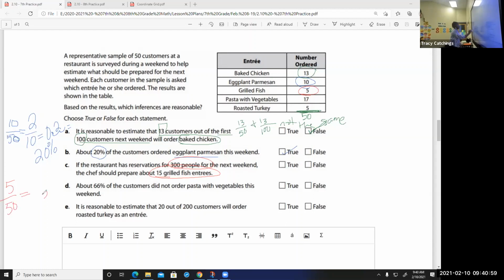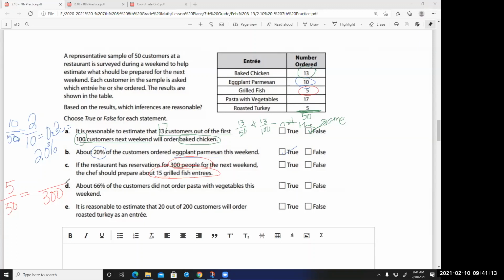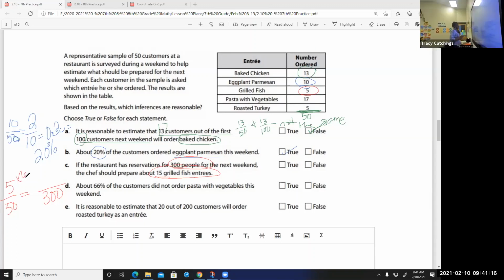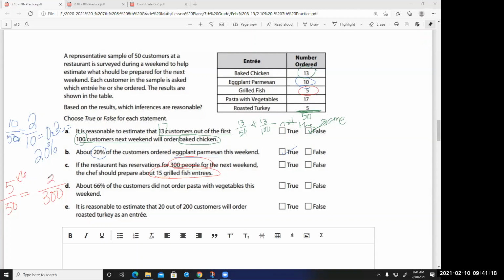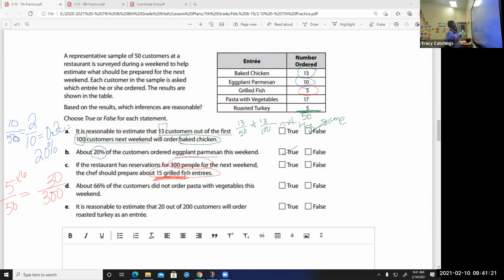And next weekend, they said we can have 300 people. So let's find the equivalent fraction. 50 times what is 300? 6. All right, so then 6 times 5 is 30. Would this be true or false? Now, we just said there should be 30, but they said it was 15. False.